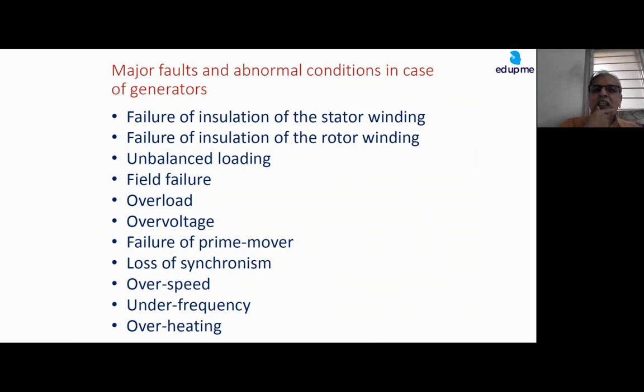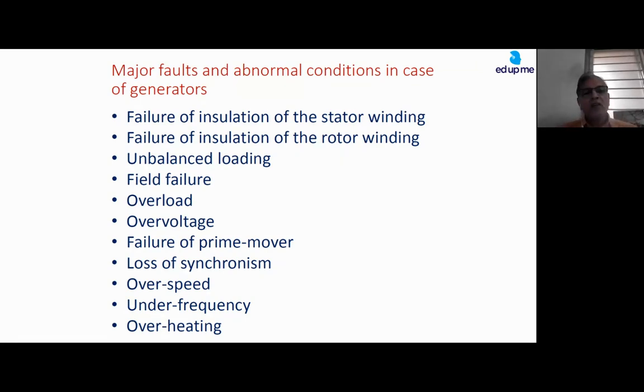What are the major faults and abnormal conditions in the case of generators? Failure of insulation of the stator winding, failure of insulation in the rotor winding, unbalanced loading, where the RYB currents are not equal, and field failure. The field of the generator fails, the field winding is not supplied with DC current. The generator which is connected to an infinite bus will act as an induction generator in that case, and it is damaging to the generator and to the power system as a whole.